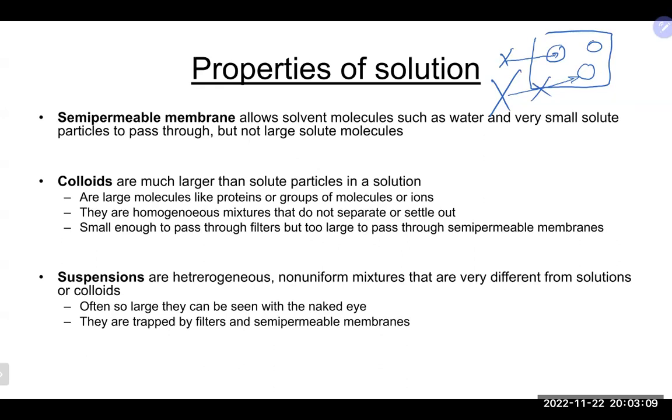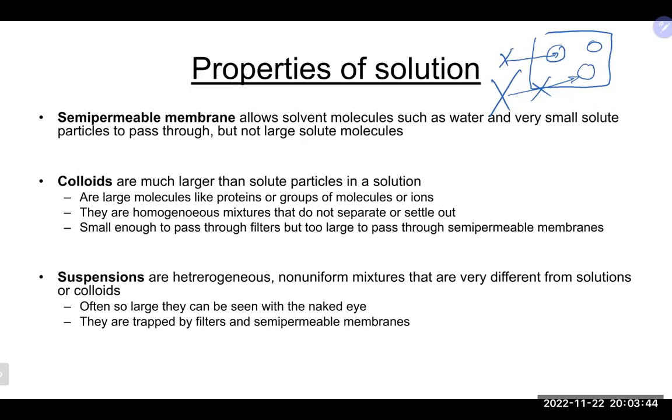When we talk about colloids, they are much larger than solute particles in solution. Usually colloids are large molecules like proteins or groups of molecules or ions that are together. Colloids, though, are homogeneous, which means they do look the same throughout. They do not separate or settle out. They are small enough to pass through filters like filter paper when you funnel or filter out something, but they are too large to pass through the holes in most semi-permeable membranes.